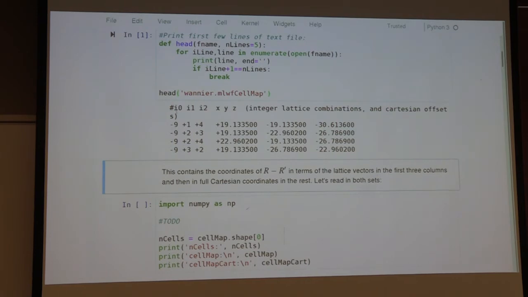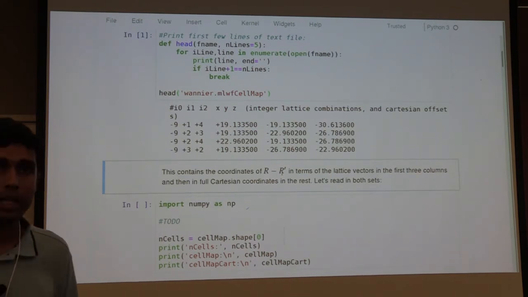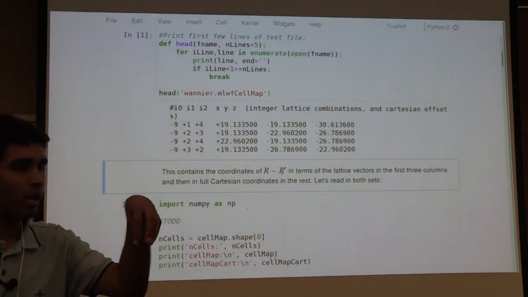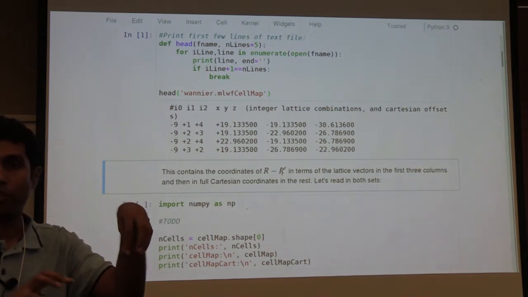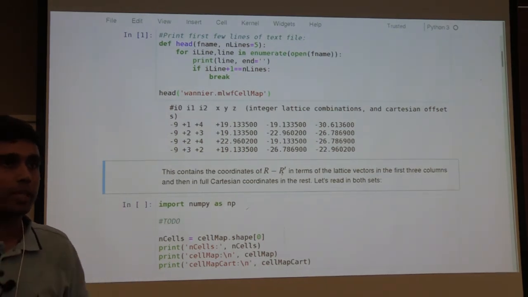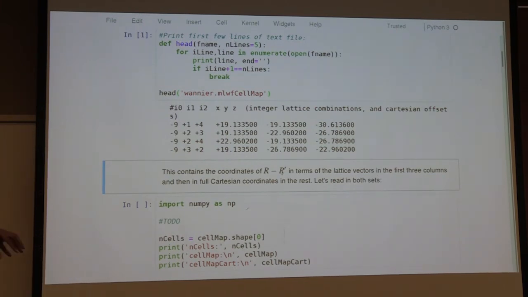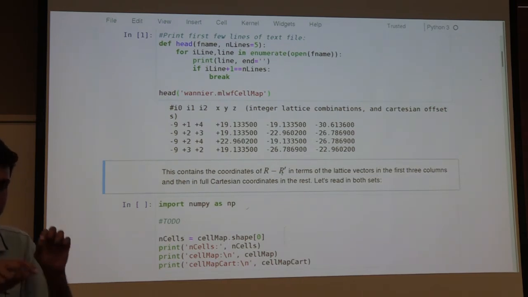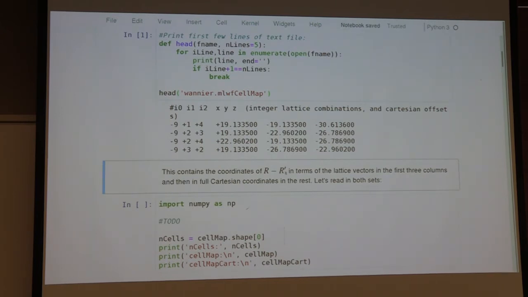Okay, so this is what the file looks like. So this contains a list of I0, I1, I2, X, Y, Z. So these are integer lattice combinations. These correspond to the R minus R prime that we were talking about in the Wannier basis. It's basically telling me that I have one Wannier function at a particular location, and I'm looking at the matrix element expectation value to another Wannier function at a relative displacement. Right? It doesn't matter where the first Wannier function is by translational invariance of the crystal. It only matters what the displacement is in terms of lattice units between the two Wannier functions. Right? And so these are the displacements in terms of the lattice basis of the crystal.